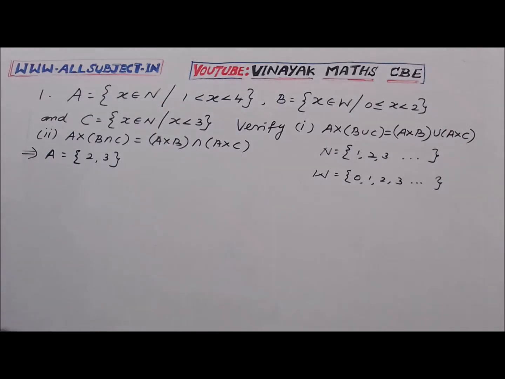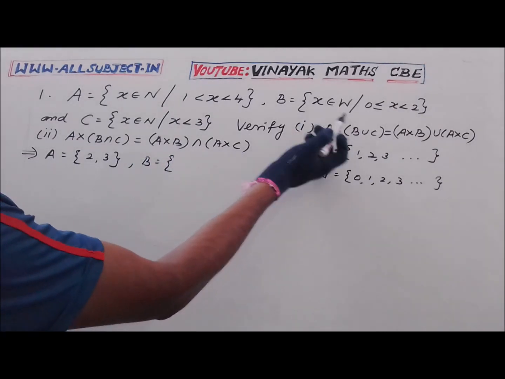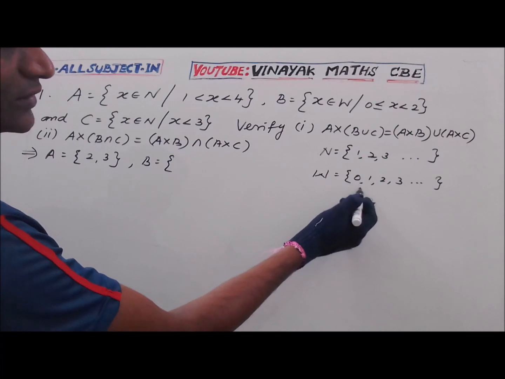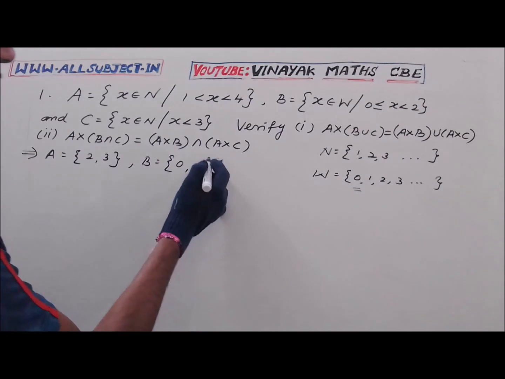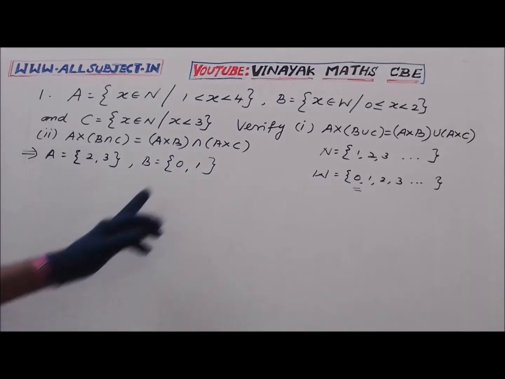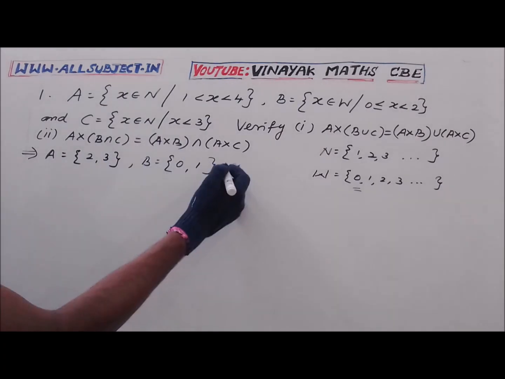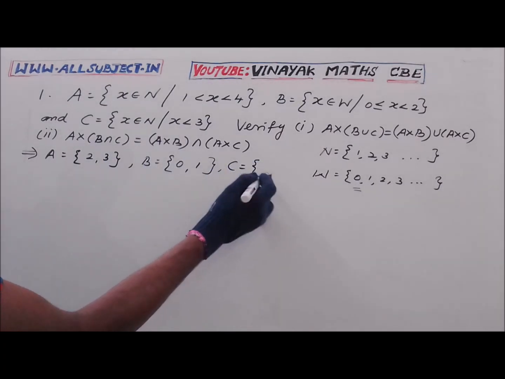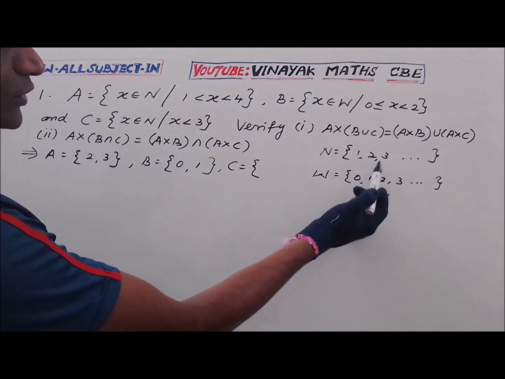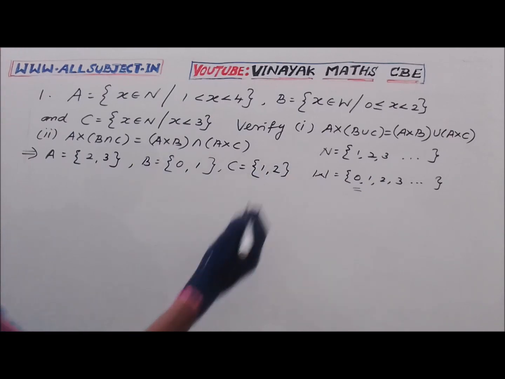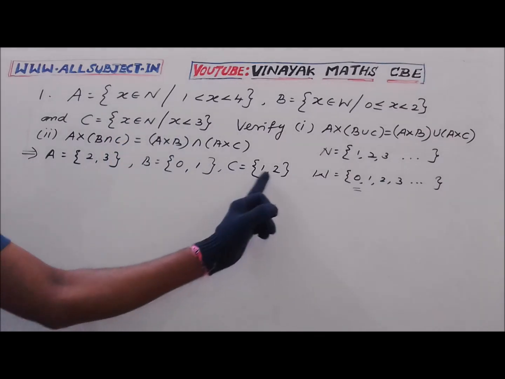And set B contains whole numbers 0 to 2. Whole numbers start with 0, so 0, 1, and since less than 2 is given, only 0 and 1 we have. For the set C, less than 3 of natural numbers. So C is equal to, in the natural number set, the numbers which are less than 3. So 1 and 2 only are taken. C has the elements 1 and 2.